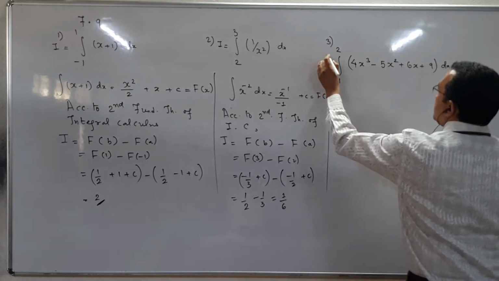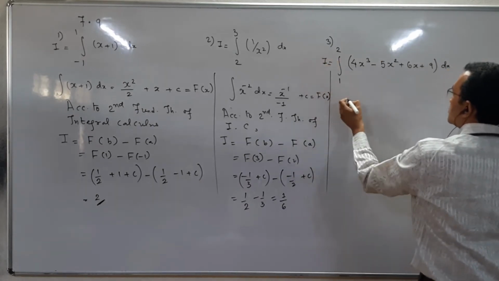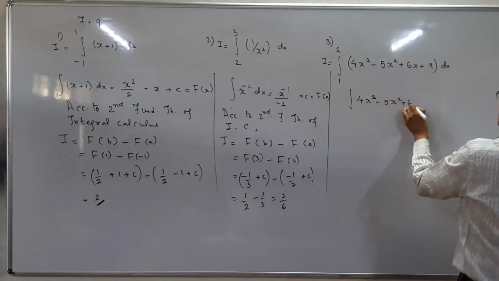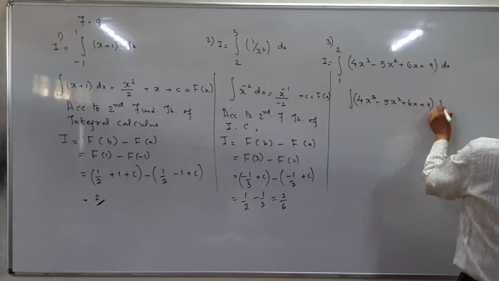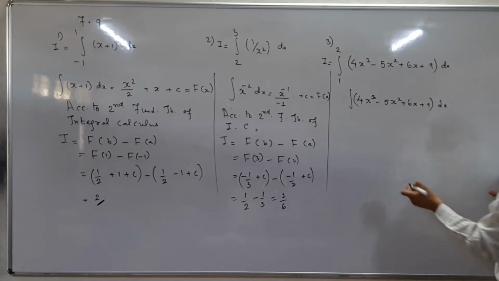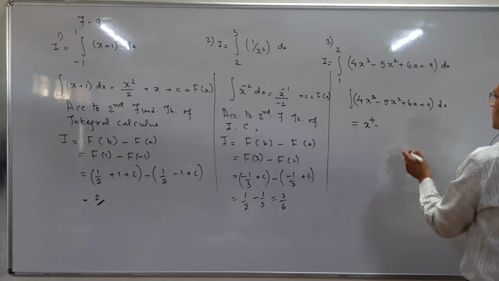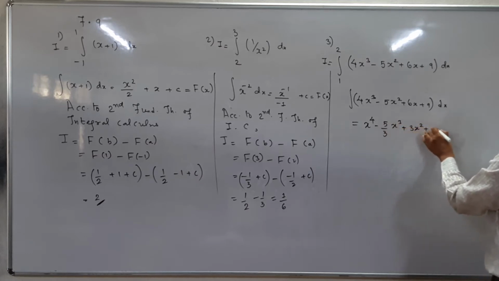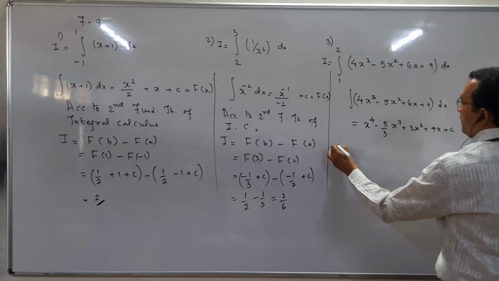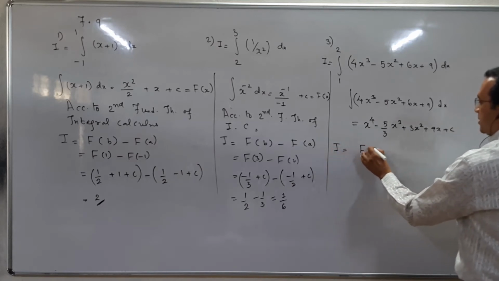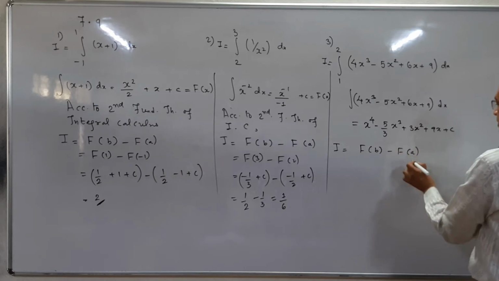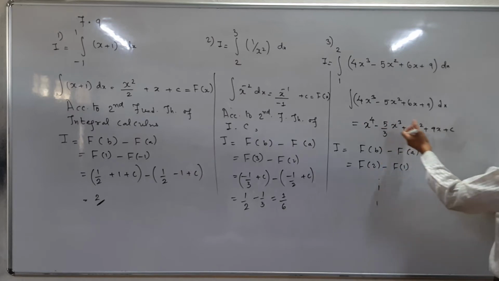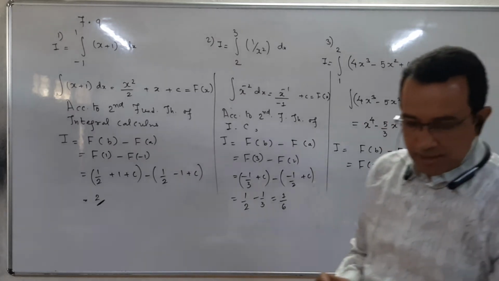Again, I call this I. First of all, I operate indefinite integral. Integration of 4x cubed is nothing but x raised to 4. This is 5 by 3x cubed. This is 3x squared plus 9x plus c. The value of the integral, according to the second fundamental theorem of integral calculus, is f of 2 minus f of 1. I hope you can easily simplify to get the answer.